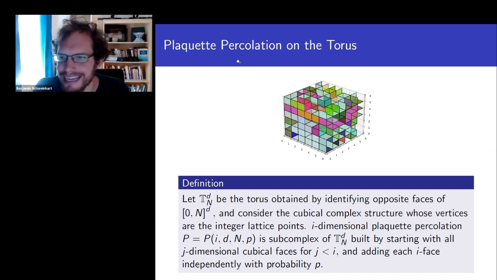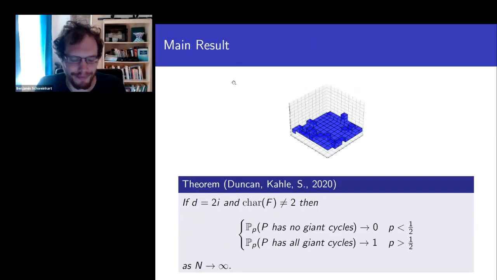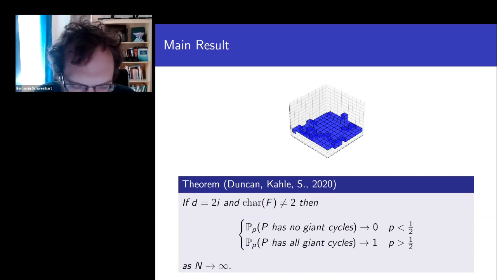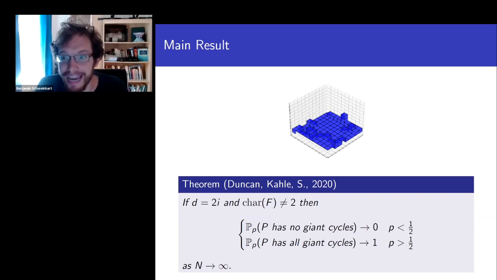I think I did introduce this last time, so I'll try to go a little slower from here on out. What my collaborators Paul Duncan and Matthew Kahle and I wanted to do was find a finite volume analog of the Harris-Kesten theorem. Recall that the Harris-Kesten theorem told us that p_c = 1/2 is the critical threshold for the emergence of the giant component in the 2-dimensional integer lattice.